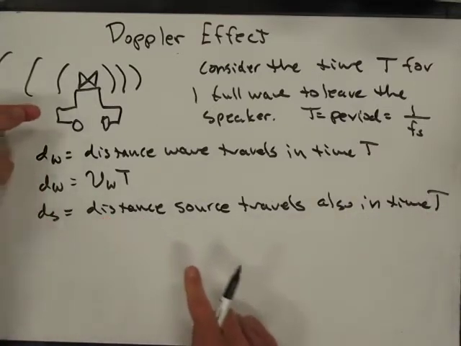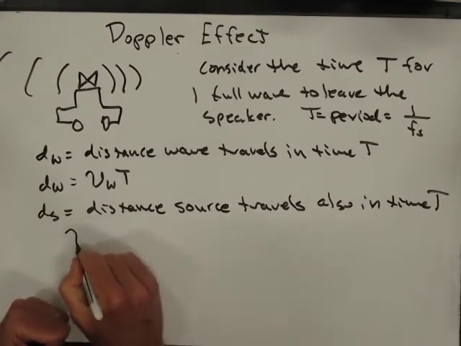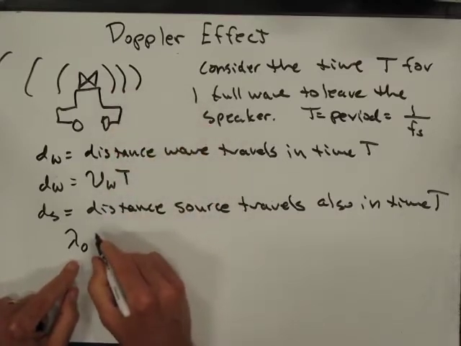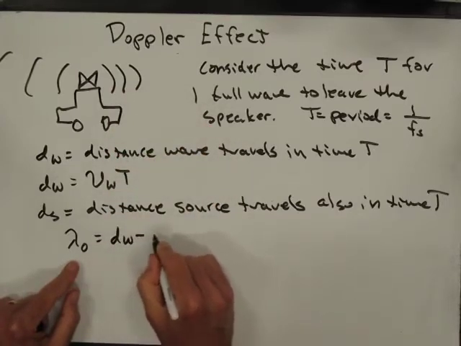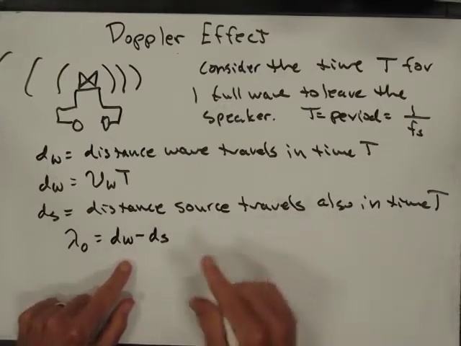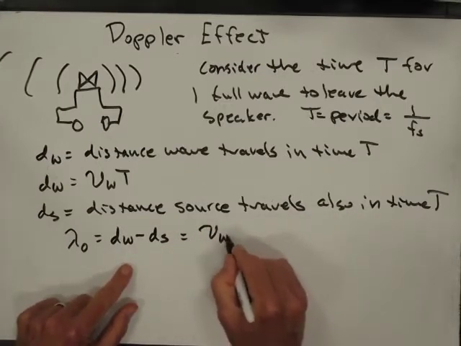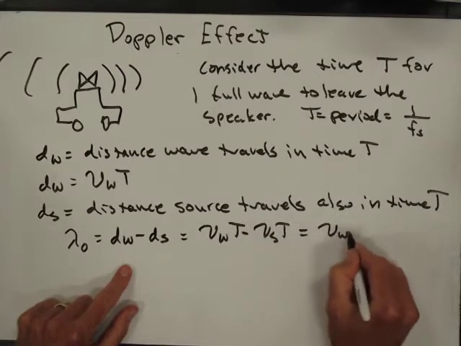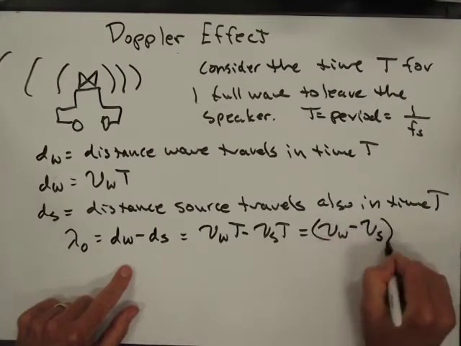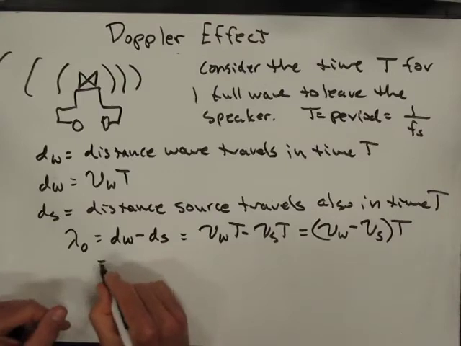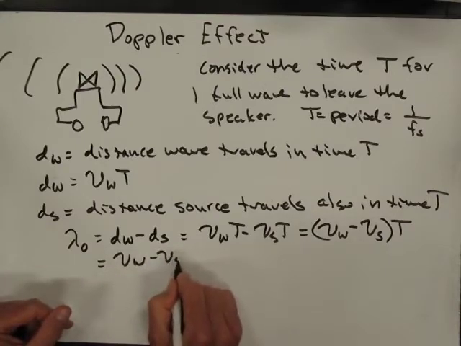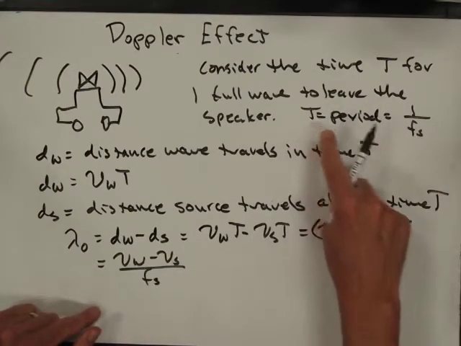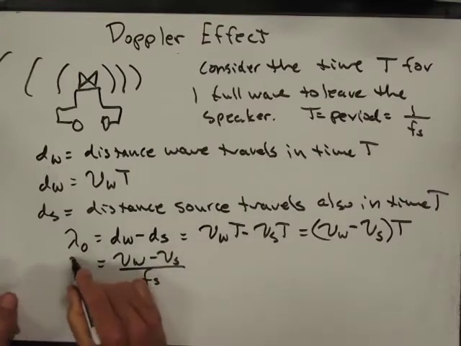Right? And so the car is moving this way too. And so the wavelength observed, that is to say the wavelength that's seen, the separation between these curves here, is the distance the wave travels minus the distance the source travels in that time. It's equal to the velocity of the wave times the period minus the velocity of the source times the period, or the velocity of the wave minus the velocity of the source times the period, or the velocity of the wave minus the velocity of the source divided by the frequency of the source, because 1 over the frequency of the source is equal to the period.